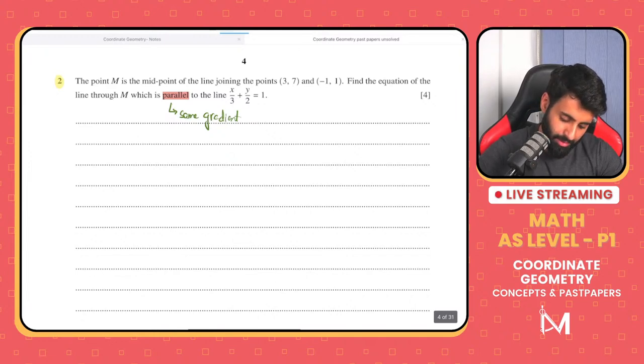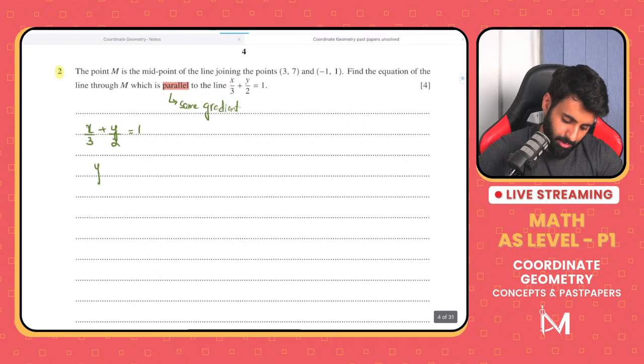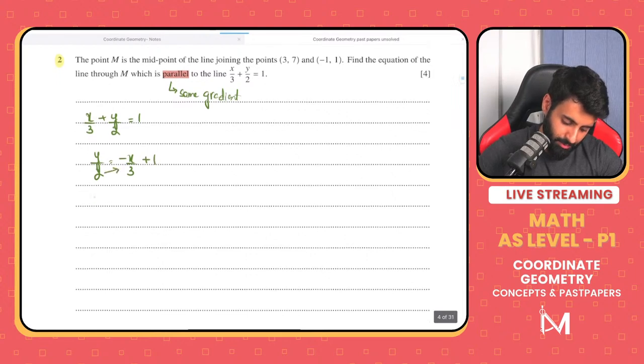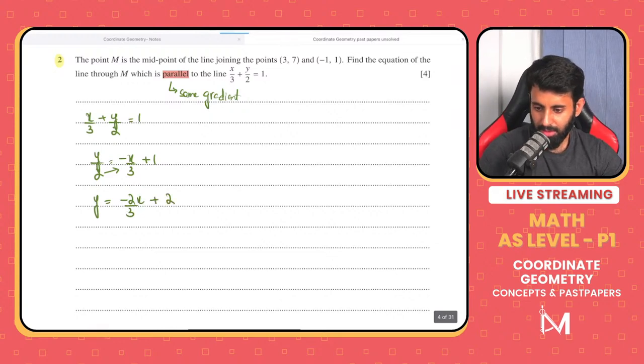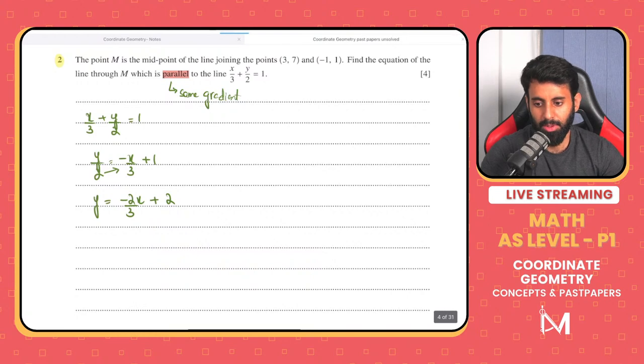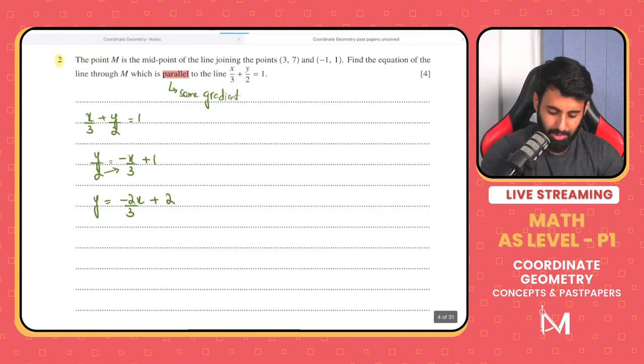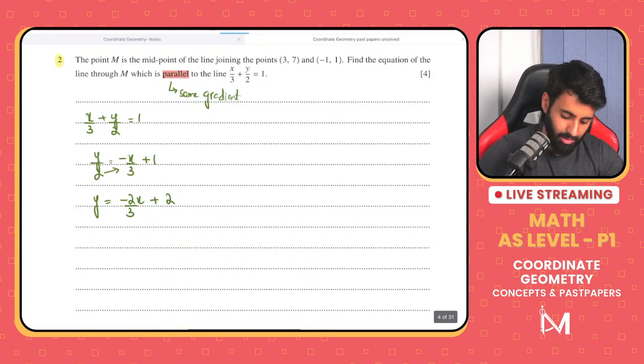And how can I find out the gradient? For that, we need to step by step make y the subject, okay? So you can start by this, y upon 2 is equal to minus x upon 3 plus 1, and then you can cross multiply. So you will have y is equal to minus 2 upon 3 x plus 2, okay? And now you can see that the gradient of the line which you wish to form the equation of is basically parallel to this line, which means that the gradient is going to be what? Which means the gradient is going to be minus 2 upon 3.